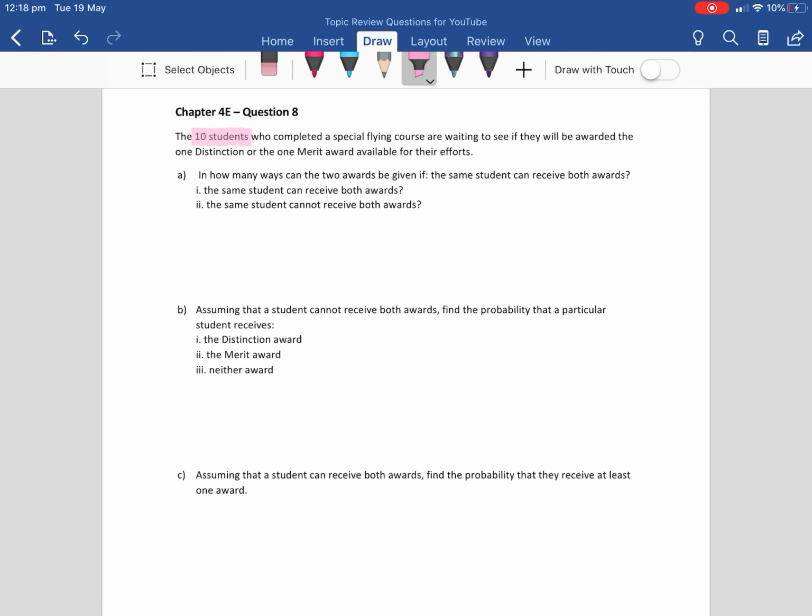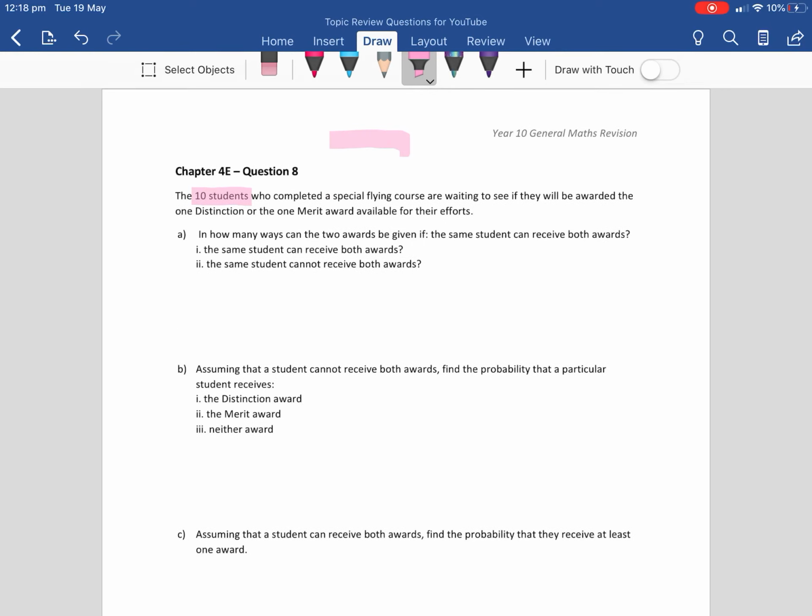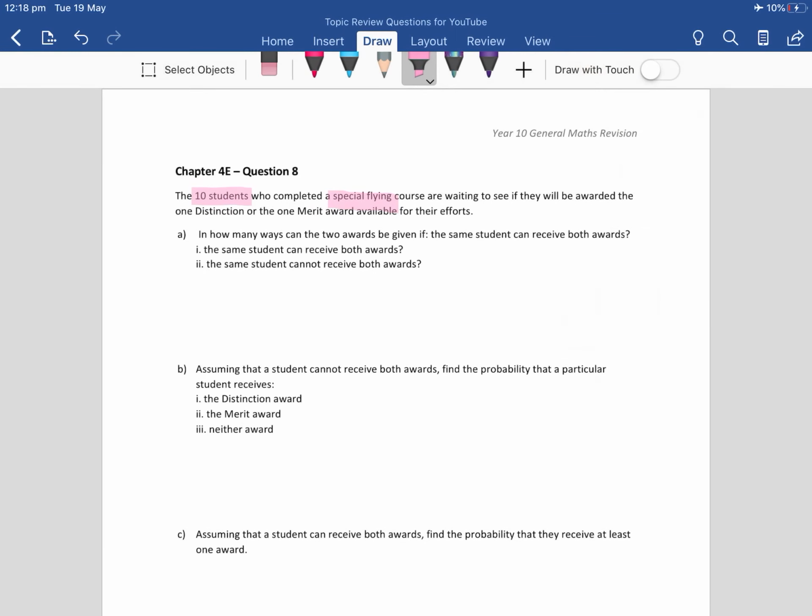So we've got 10 students who completed a special flying course. Whoa. Special flying course. I need to get rid of my notifications. Sorry, guys. They are waiting to see if they will be awarded the one distinction or the one merit award available for their efforts. So A says, in how many ways can the two awards be given?